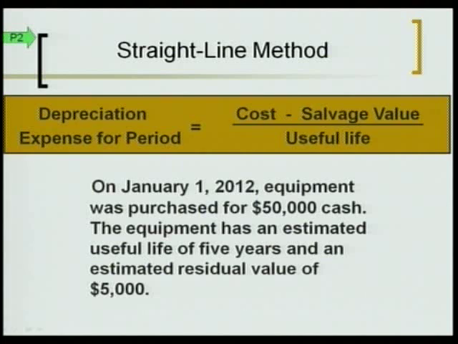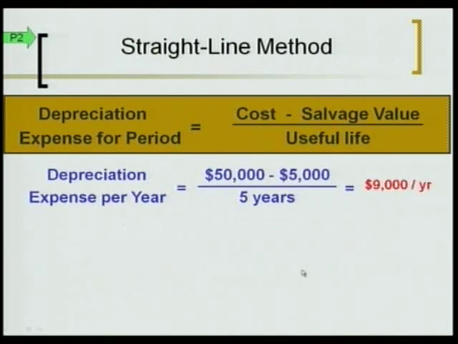In the straight line method, we calculate the depreciation expense for the period by taking the cost of the asset minus the salvage value or residual value, divided by the useful life. Let's look at an example. On January 1 of 2012, equipment was purchased for $50,000 cash. The equipment had an estimated useful life of 5 years and an estimated residual value of $5,000. Well, how much would we depreciate? We would take the cost of the asset of $50,000 minus the salvage value of $5,000 and divide it by 5 years, and that means we will depreciate $9,000 per year.